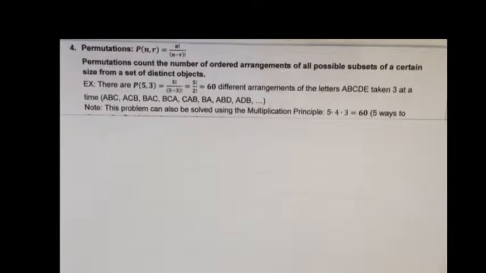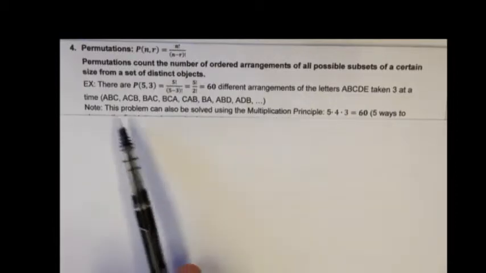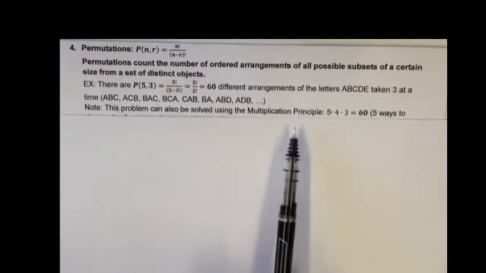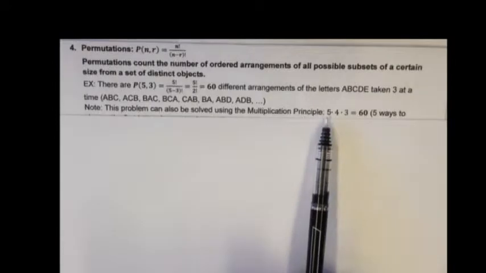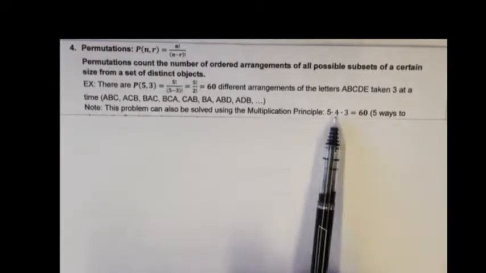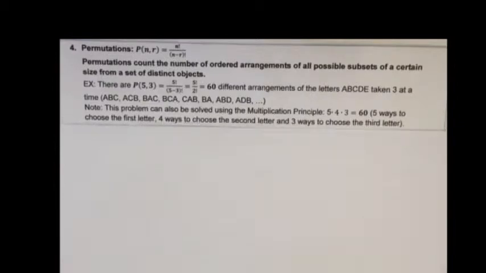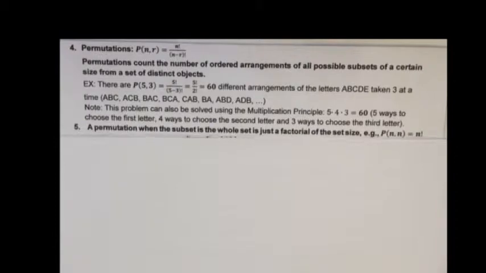You can also solve the same problem using the multiplication principle. The multiplication principle is a more basic thing, so you can quite often go back to it even if you can use some other technique. By the multiplication principle, there are 5 ways to choose the first letter, there are 4 ways to choose the second letter once the first letter is chosen, and there are 3 ways to choose the third letter once the first 2 letters are chosen. And you notice that's the same answer as you got using your formula for permutations.